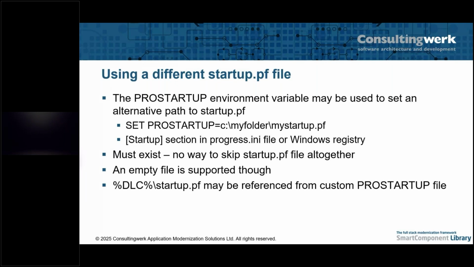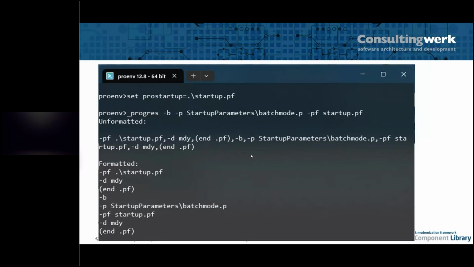If you want to use the PROSTARTUP environment variable to add settings, but still reference the ones in your DLC folder, you can reference, using the -pf parameter, the startup PF in the Progress install folder to include those settings as well. So you can set, this is now the Windows character client, PROSTARTUP to startup PF in the current folder. By the way, I'm using the character client in many of these samples here.